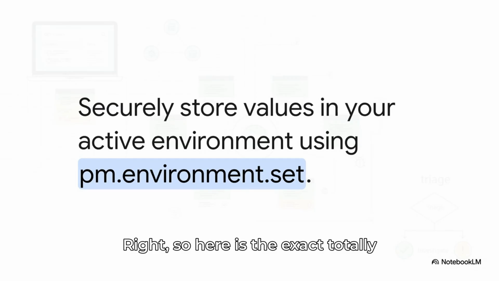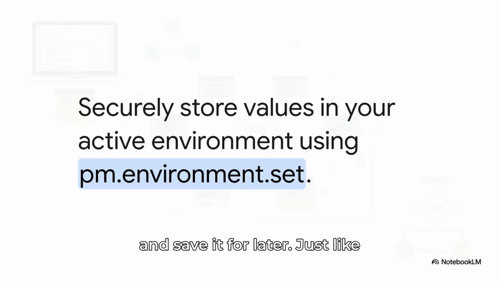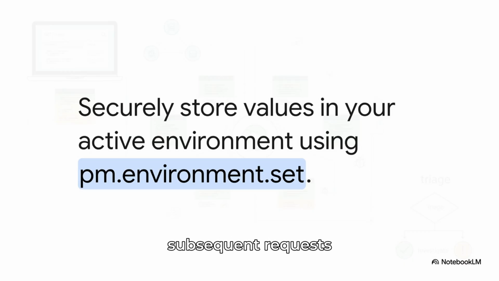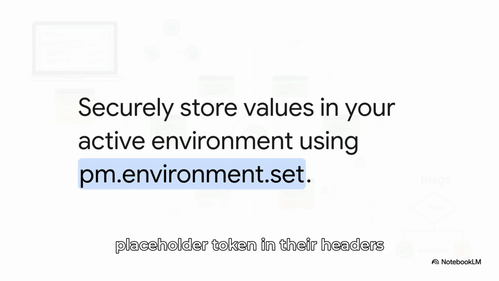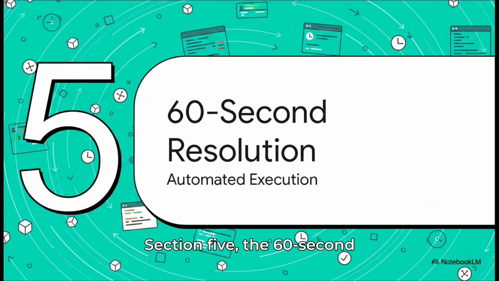Right, so here is the exact, totally straightforward code snippet used to grab a token from a response and save it for later. Just like before, we parse the JSON data, but then we use pm.environment.set. We name our variable token, and we tell Postman to look inside the JSON data and pull out that specific token value. Postman takes that and securely stores it in your active environment. So now any of your subsequent requests can simply use the placeholder token in their headers, and Postman dynamically injects the fresh token every single time. It is completely hands-off.